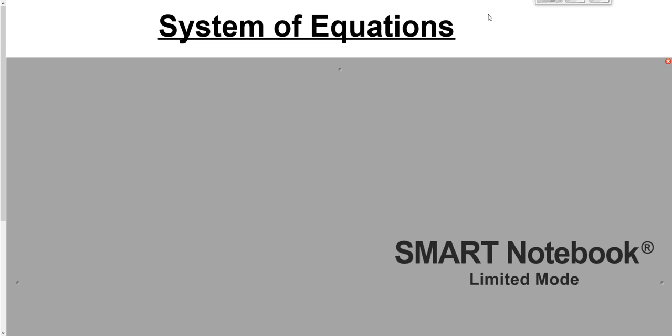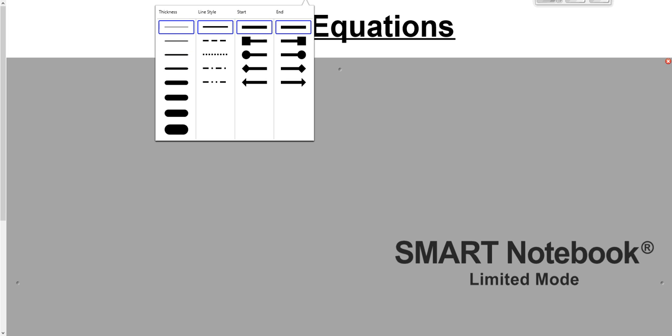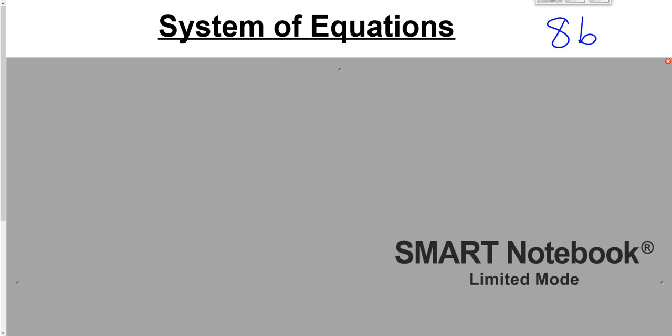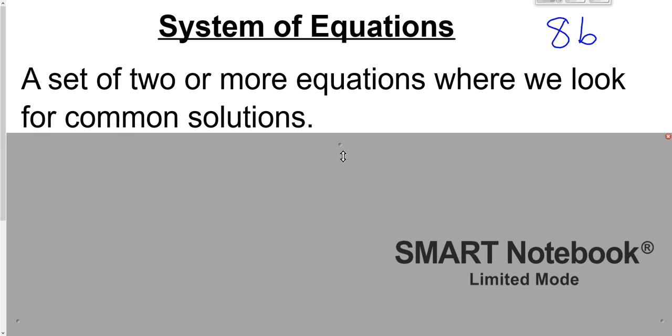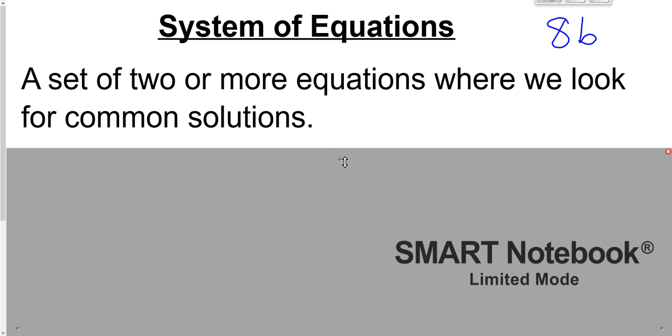Okay, so we are picking off, this is Redzone 8B. I'll write that on the screen, 8B. I believe we're picking off right where Mr. Viola left off at 8A. So we're talking about a system of equations. And just to remind you, a system of equations is a set of two or more equations where we are looking for a common solution.